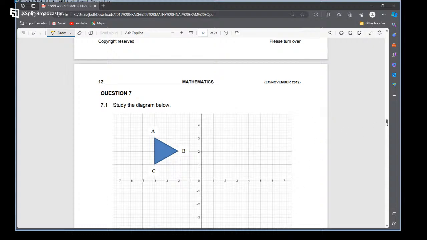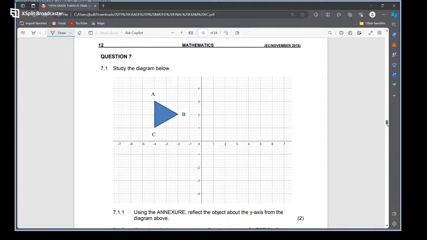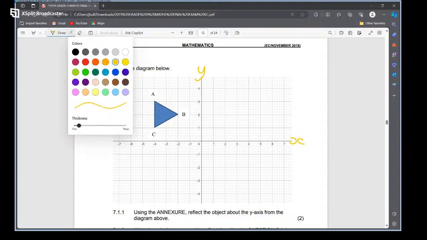So if we look at this question, we've got: study the diagram below and then reflect the object about the y-axis. Okay, so if we're reflecting it about the y, let's just label quickly. This is our y and this is our x. If we're reflecting it about the y, they mean just mirror it over that y-axis. So all we have to do is make sure we reflect each of the points. That's how I usually go about it.